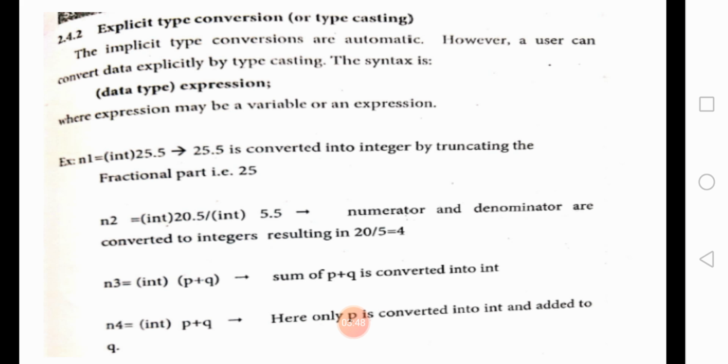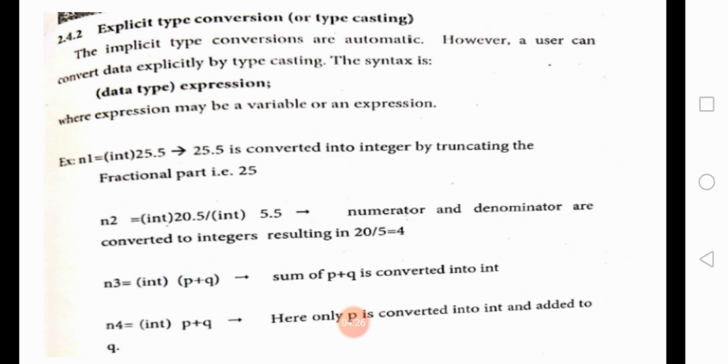The next thing is explicit type conversion, or type casting as we can say. Implicit type conversions are automatic, as I told, happening without programmer intervention. However, a user can convert data explicitly by type casting. The syntax is (data type) expression. Data type means int, float, double, bool, char; those are the data types. Expression may be a variable or an expression.